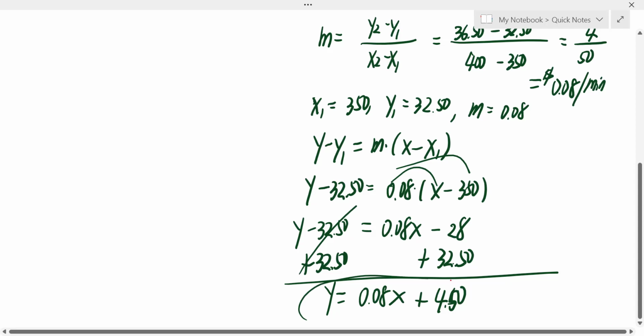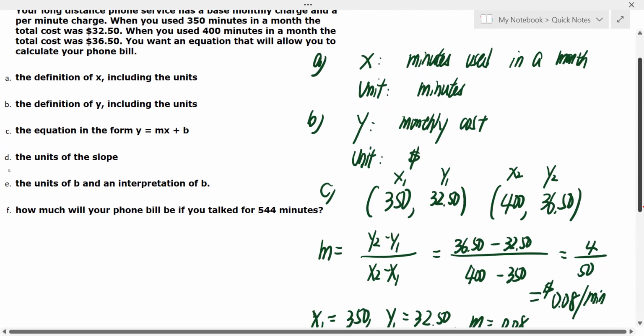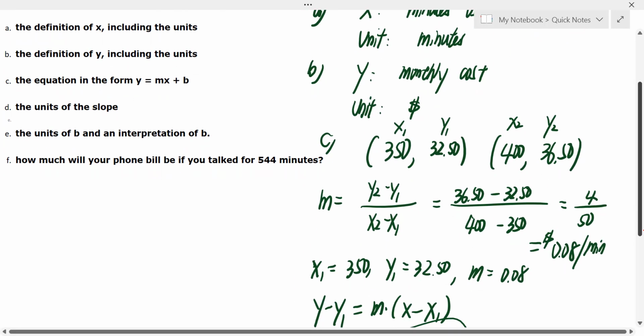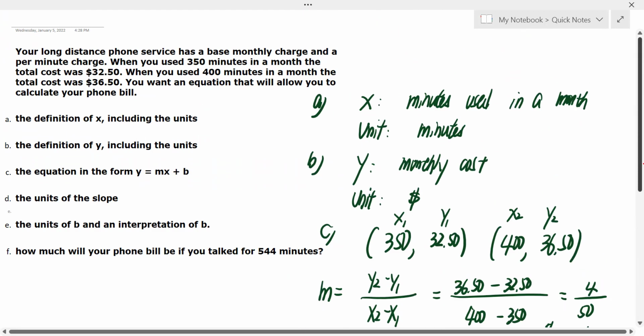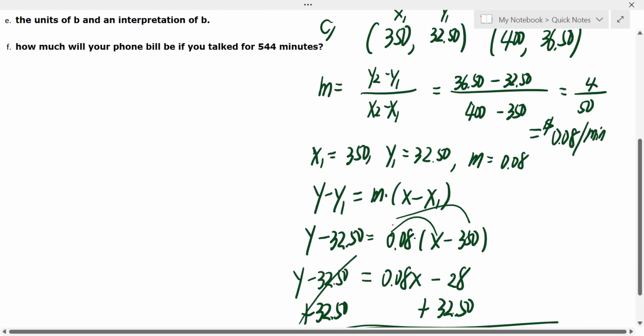All right, so this is the equation capturing the relationship between the minutes used and the total cost. We get that. So this is y equals 0.08x plus 4.5.